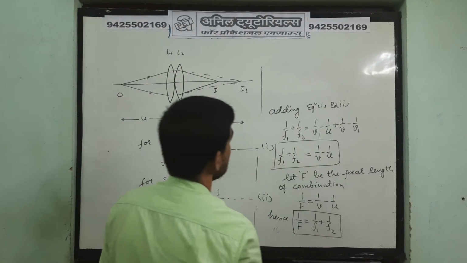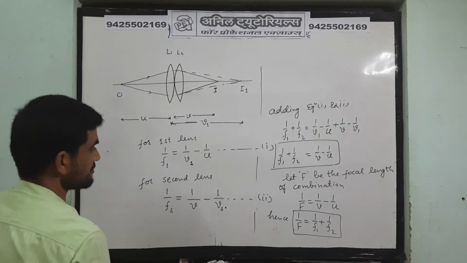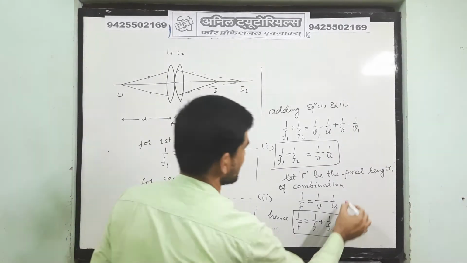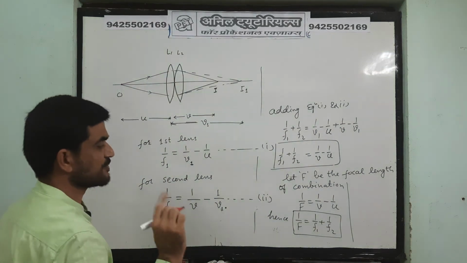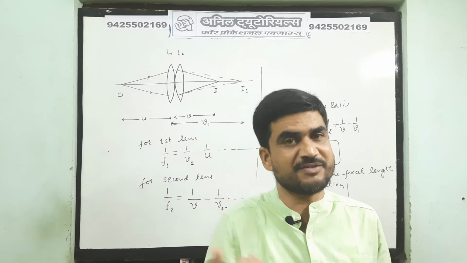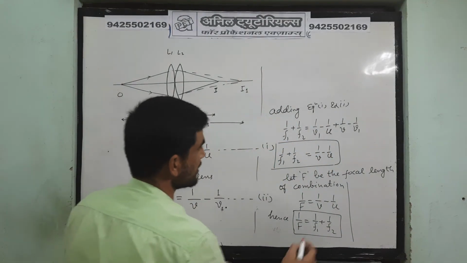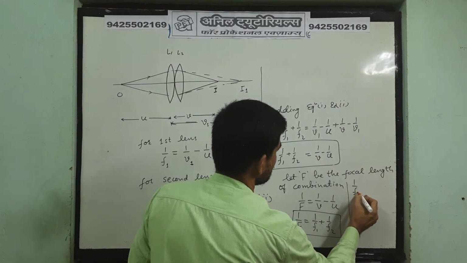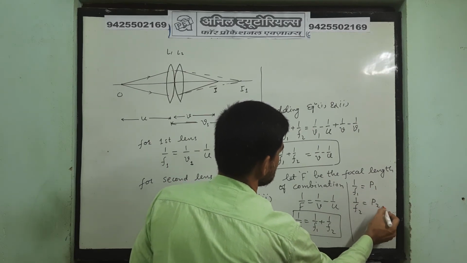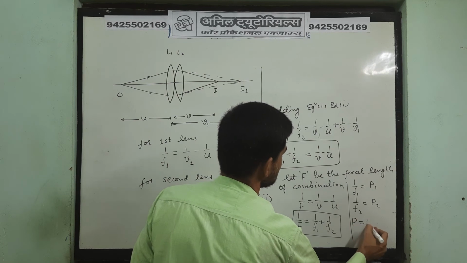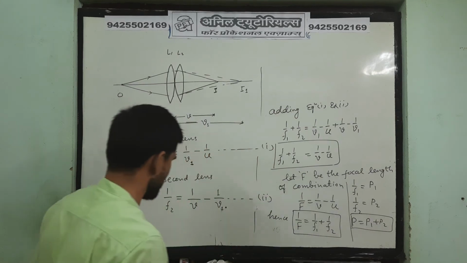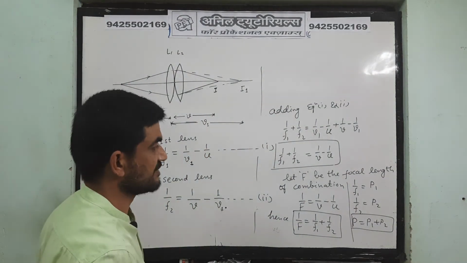We can write this in terms of power also. When we are adding these two lenses, their powers are added. So if the power of lens 1 is P1, you know the power of a lens is 1 upon f, expressed in meters. So 1 upon f1 is the power of lens 1, 1 upon f2 is the power of lens 2. So we can say the combined power is the sum of the powers of the individual lenses.